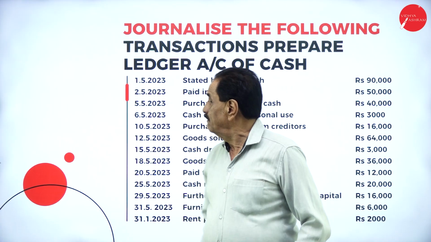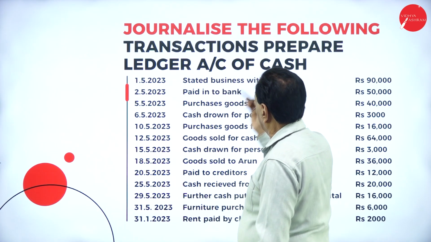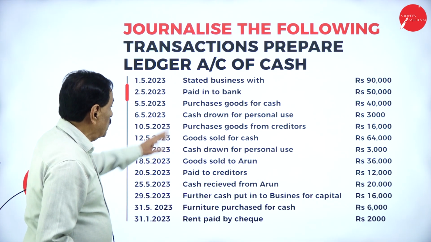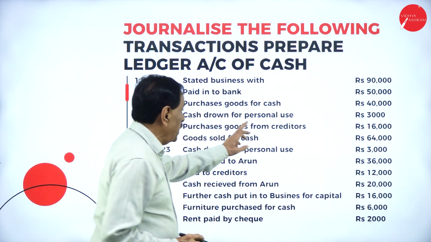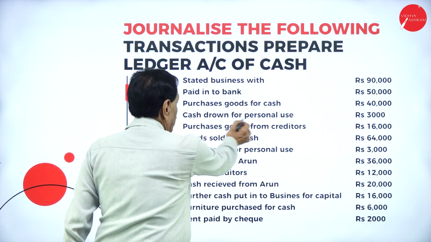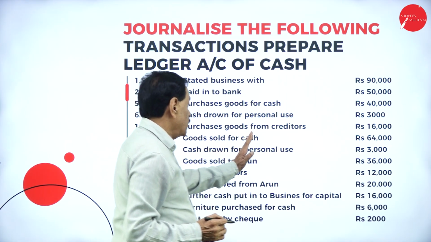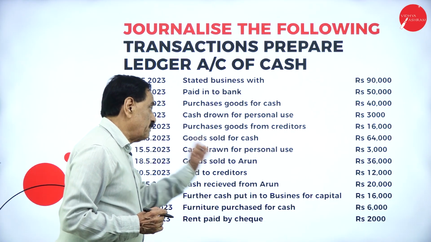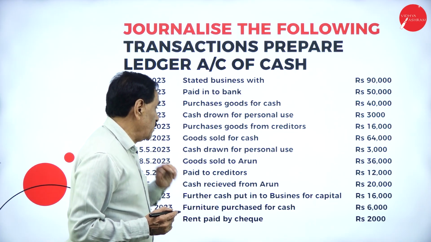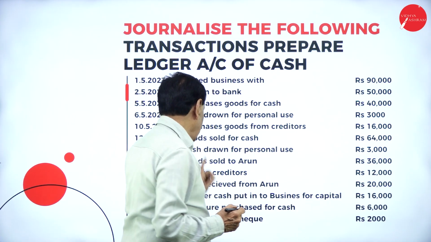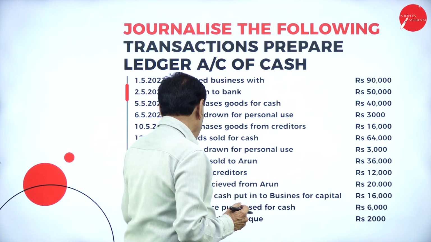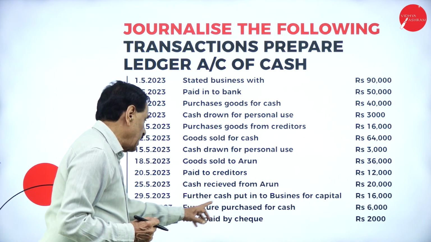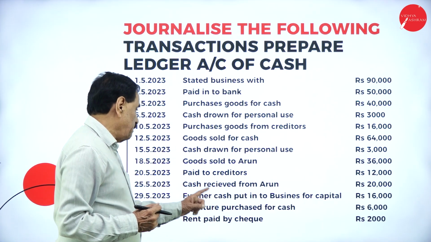Splitting the transactions into two sides is called journal entry. We'll start now. Journalize the following transactions and prepare the ledger account of cash. Started business with rupees 90,000, paid into bank. Purchase goods for cash. Cash drawn for personal use. Purchase goods from creditor. Goods sold for cash. Cash drawn for personal use. Goods sold to Arun. Paid to creditor. Cash received from Arun. Further cash paid into business for capital. Furniture purchased for cash, rent paid by cheque.